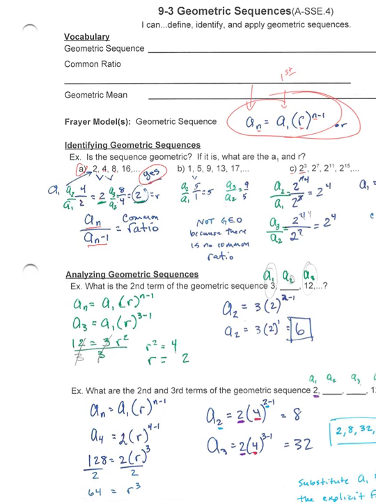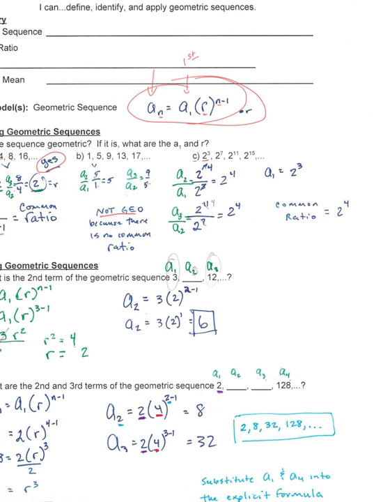Looking at number 3, if I divide 5 by 1, I get 5. If I divide 9 by 5, I get 9 over 5. Well, that tells me right there, these two things are not the same. Therefore, we do not have a common ratio. So it is not geometric.